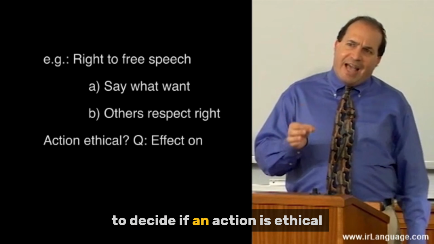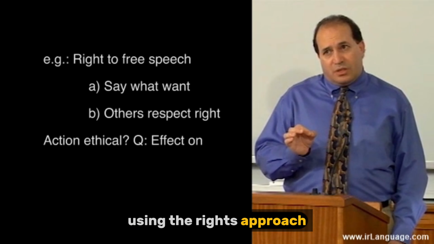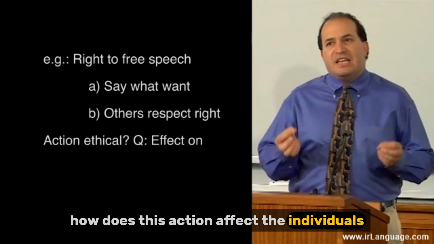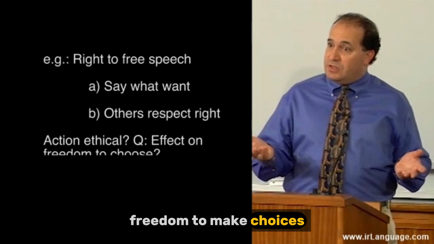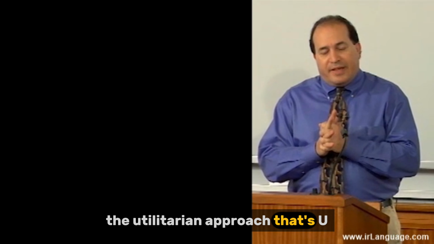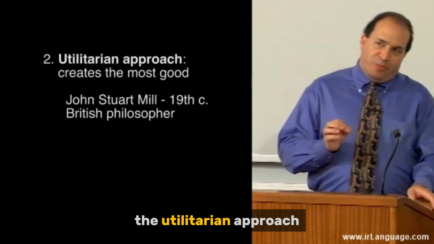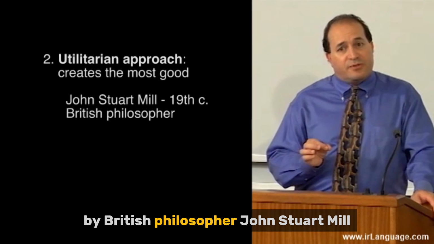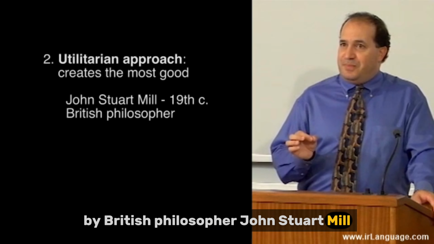To decide if an action is ethical using the rights approach, we must always ask, how does this action affect the individual's freedom to make choices? Now, let's look at another approach, the utilitarian approach. That's utilitarian. The utilitarian approach was made popular in the 19th century by British philosopher John Stuart Mill.